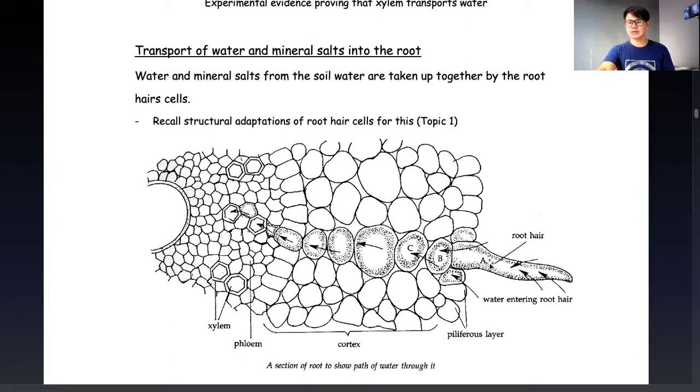We're going to discuss how water moves from the surrounding soil into cell A, the root hair cell, then to the adjacent cell B, and then to the next cell C, and so on, until eventually it arrives at the xylem vessel. That's what we're going to look at.